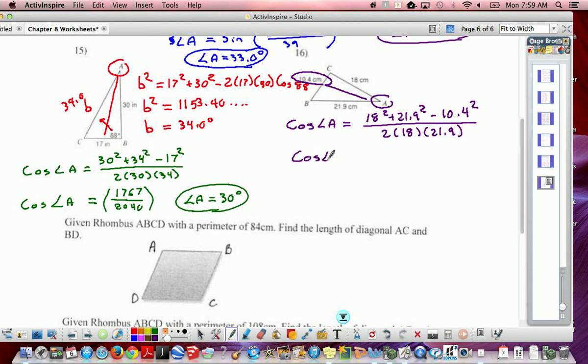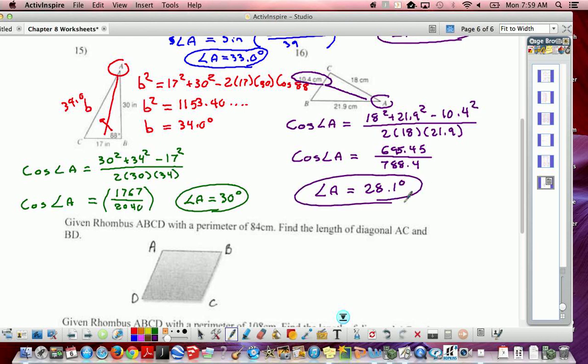So cosine of angle A is going to equal, top part is 695.45, the bottom part 788.4. So if I go cosine inverse of both of those sides, I'll get angle A to be about 28.1 degrees.